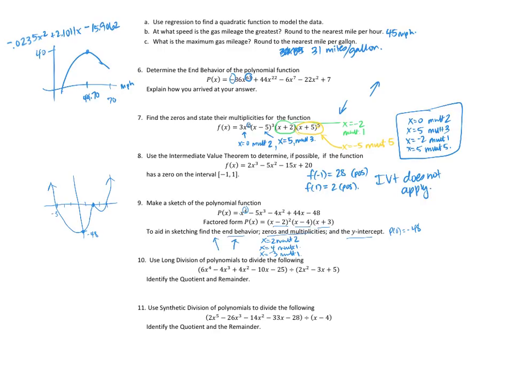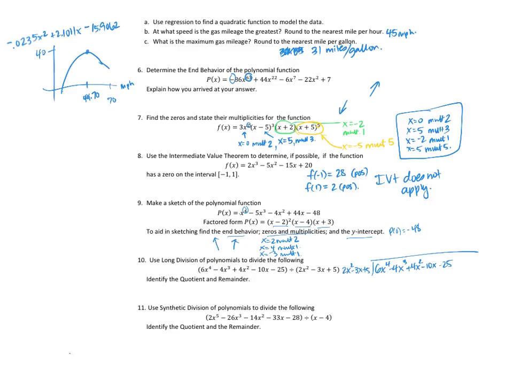Long division of polynomials. So I can divide these two. So let's see, I'm going to need a lot of space for that. Let me erase some things. I'm going to erase my graph I just made. Alright, so let's see if I can copy this all down. So I have here 6x to the 4th minus 4x cubed plus 4x squared minus 10x minus 25. And I'm going to divide that by 2x squared minus 3x plus 5.